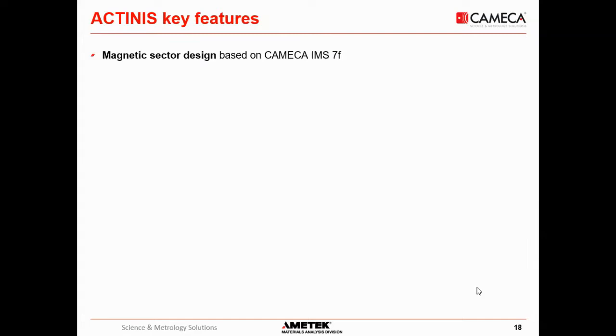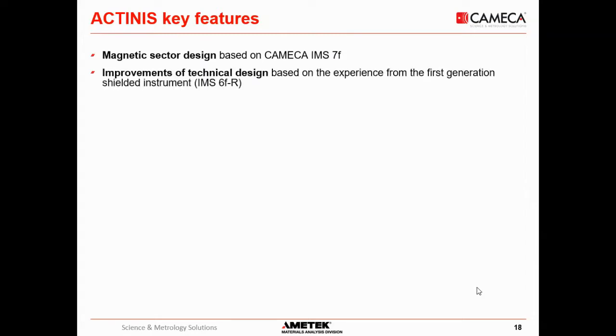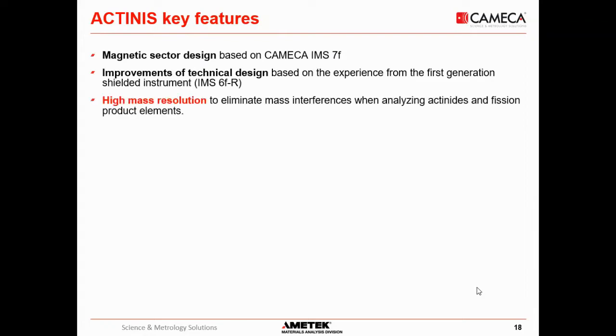So to summarize the ACTINIS key features: it's a magnetic sector design based on the CAMECA IMS-7F, with additional improvements in its design based on the experience from the first generation shielded instrument, the 6FR. It provides high mass resolution, which is, of course, very important because very often there are mass interferences, particularly at high mass, for example, when analyzing actinides and fission product elements.